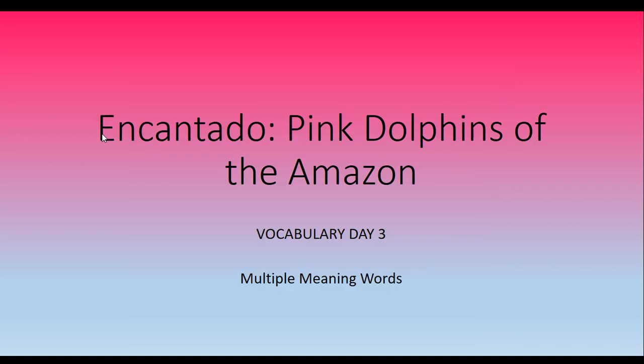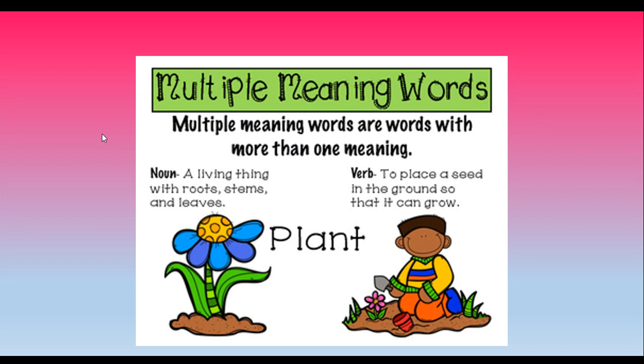Today we are going to deal with multiple meaning words. Now, what are multiple meaning words? Multiple meaning words are words with more than one meaning. Let's take this word for example. Boys and girls, what is this word in the middle? Plant. Good job. This is plant.